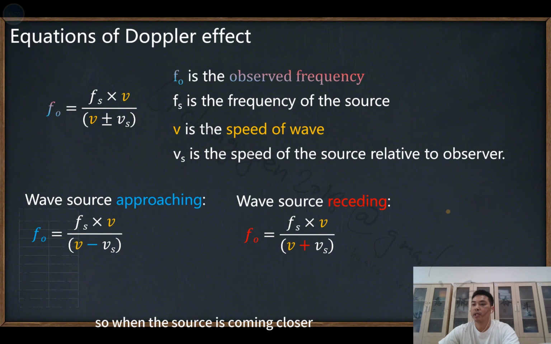So when the source is coming closer, the denominator gets smaller, making the observed frequency higher than the source. And when the source is moving away, the denominator gets bigger, making the observed frequency lower than the source.